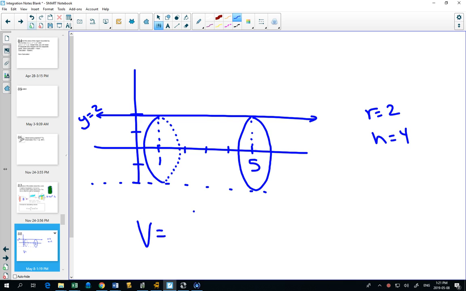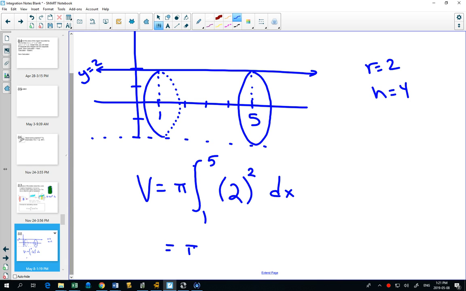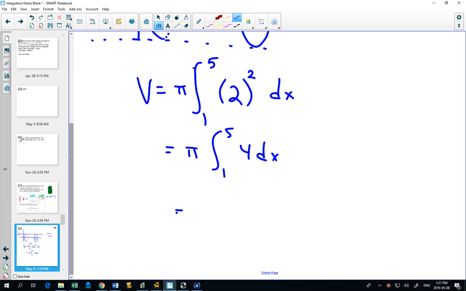Volume equals, bring the pi out in front, we're going from 1 to 5. What's our equation? Our equation was just 2. It's going to get squared because it's radius squared, dx, which would end up being pi from 1 to 5 of 4 dx. How do we integrate that? 4x from 1 to 5.